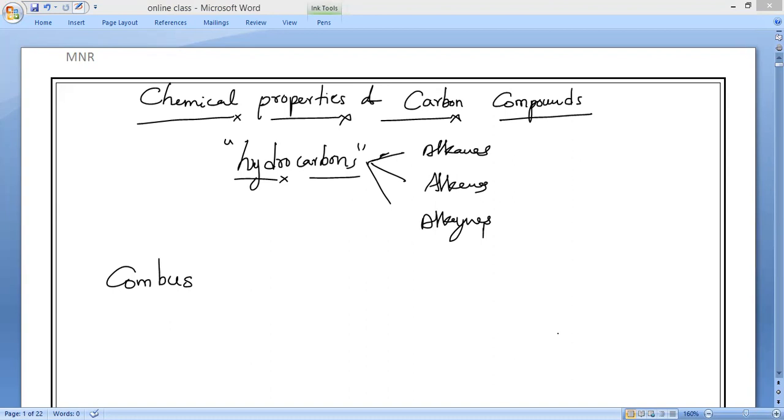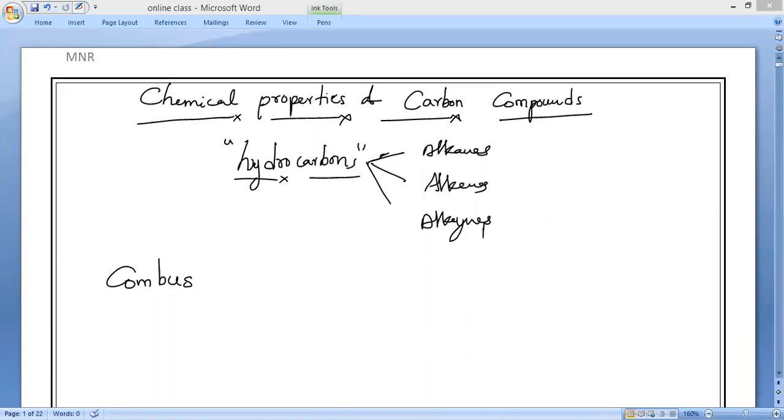So, the three types of chemical reactions we are going to study are only about hydrocarbons. Whenever we talk about carbon compounds, all are derivatives of hydrocarbons only, which is why hydrocarbons are the most important carbon compounds and we always study the properties of those. The first type is the combustion reaction, the next one is substitution reactions, and the third one is addition reactions.